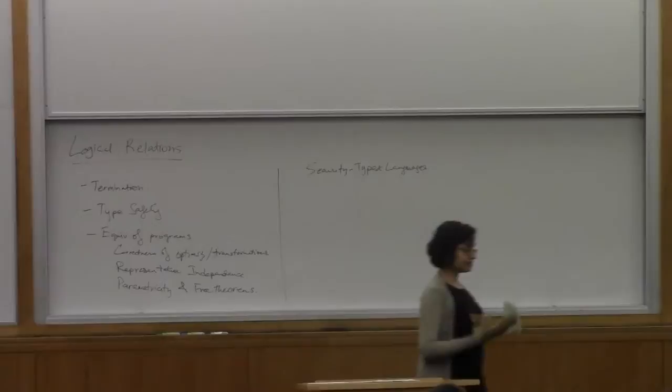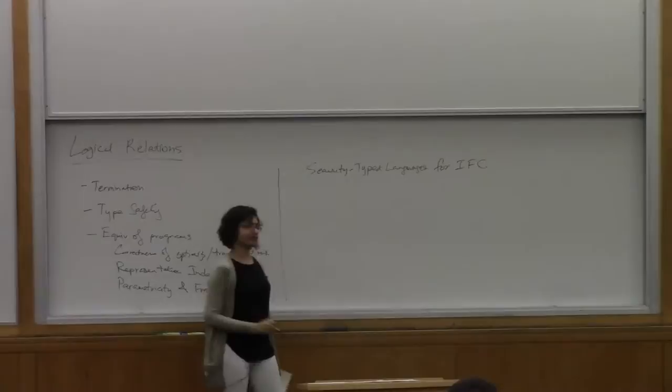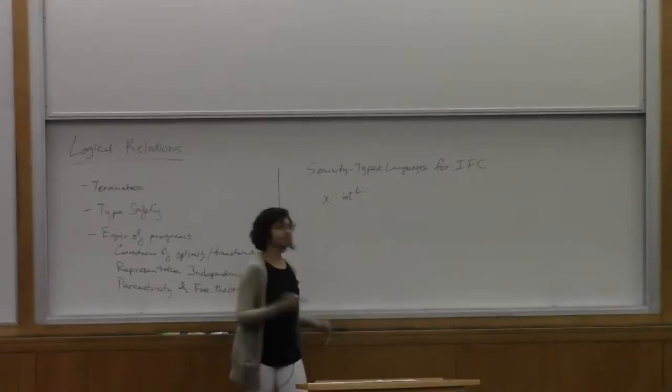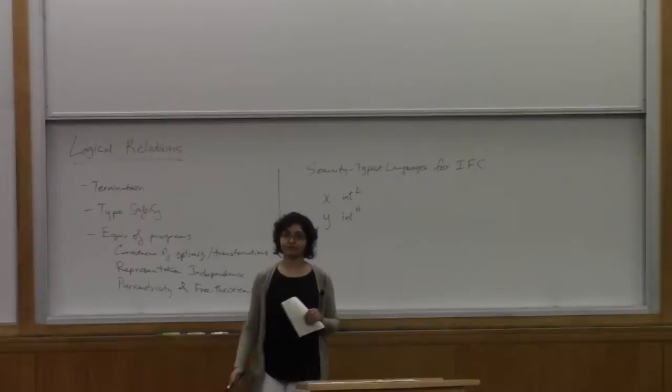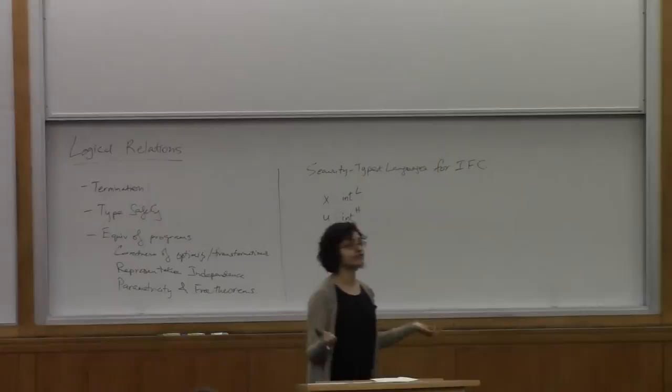All right, so for those of you who may not know, security type languages for information flow control. Just to give you a sense of what that might mean, in these languages you have the ability to declare a variable, so x is an integer, but I'm going to say that this is a low security integer, all right? Y is an integer, but I'm going to make it a high security integer, all right? So in this language I'm assuming that I can annotate my type with levels indicating whether something should be kept confidential or whether something is low security and can be leaked out to the world, so to speak.